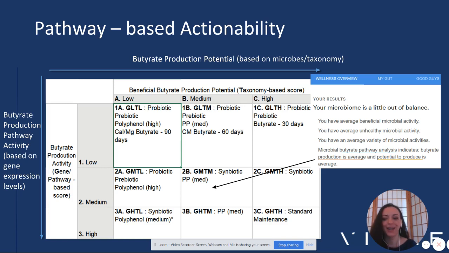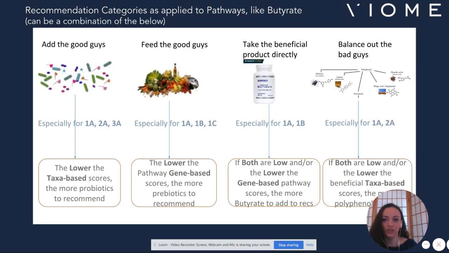So in a nutshell, having these two axes, the pathway potential, so to speak, and the actual activity, gives us the ability to say whether you need to add more good guys or feed the good guys, or maybe take some butyrate on top of everything, especially if you have everything low, or worry more about the harmful or not so good guys and balance the microbiome out. These are completely different approaches, and it could be different amounts of prebiotic versus probiotic or both, and for how long you would need to take that based on these insights derived from butyrate pathway assessments.